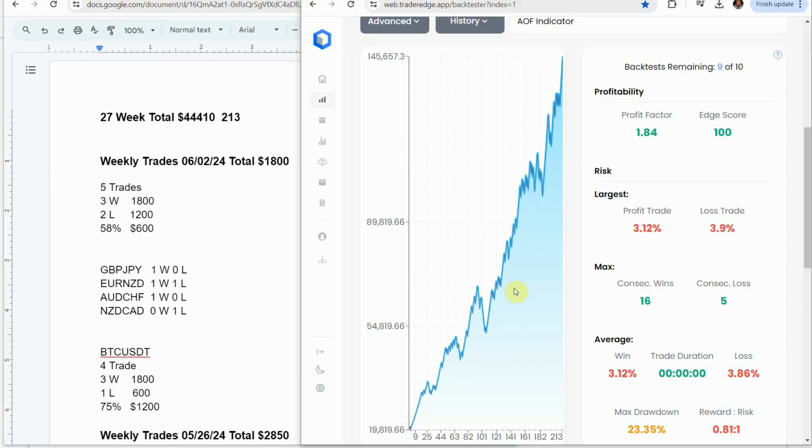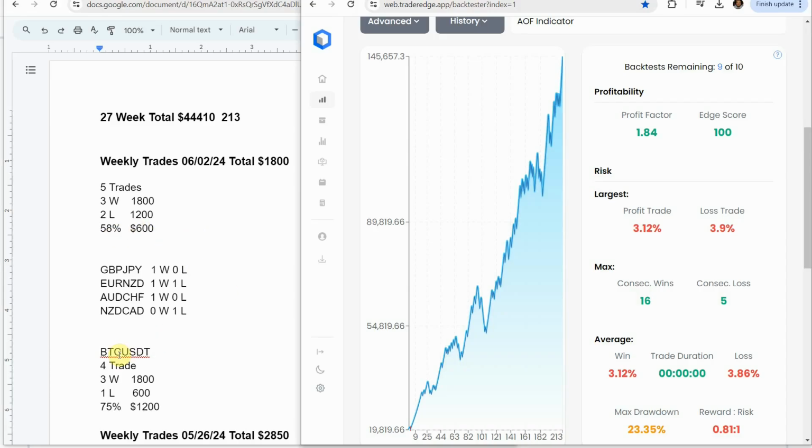Alright, let's go ahead and go over the weekly signals. So this is using the Academy of Forex indicator on these 4 Forex pairs and this one crypto coin. This is on the 30-minute time frame. Each week we are keeping track of the trades the Academy of Forex indicator has signaled. And so this last week on the Forex pairs, we had 5 trades altogether, 3 winning, 2 losing. A 58% win rate would have been a gain of $600.